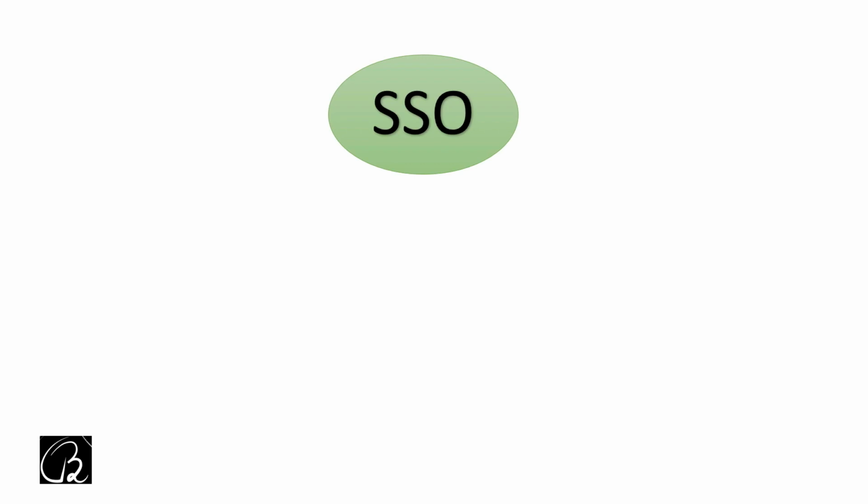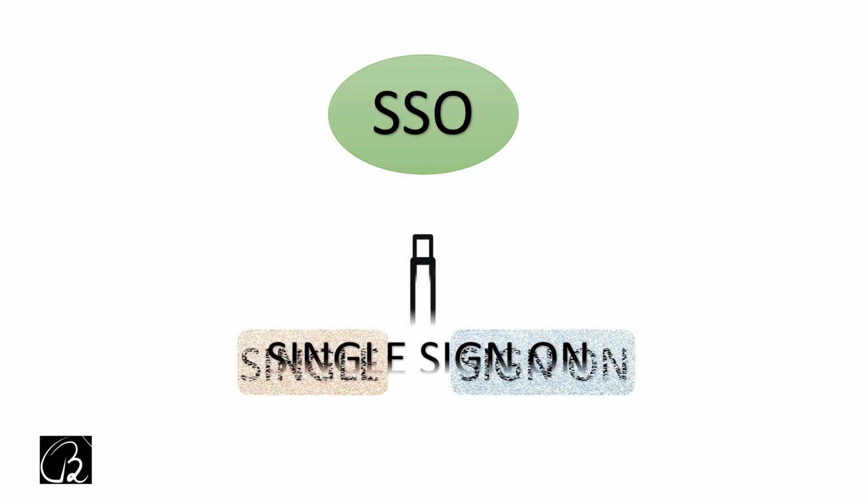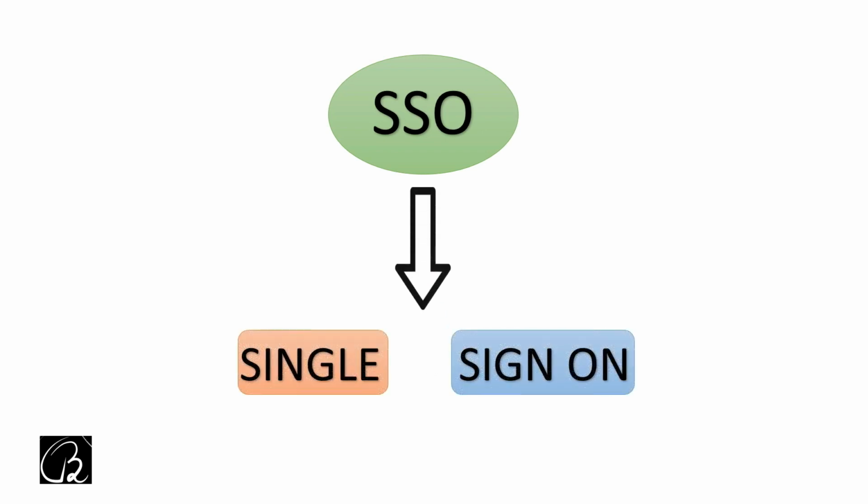While learning any topic, we should first try to predict its meaning from its name, or I can say full name. Sometimes it may happen that we get some clue, right? So SSO here is a short form. It stands for Single Sign-On. Now let's try to predict its meaning from its full name. So let me divide it into two parts, Single and Sign-On.